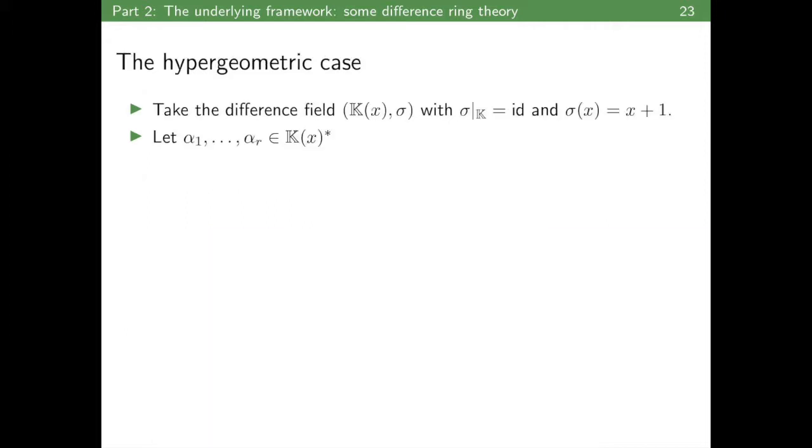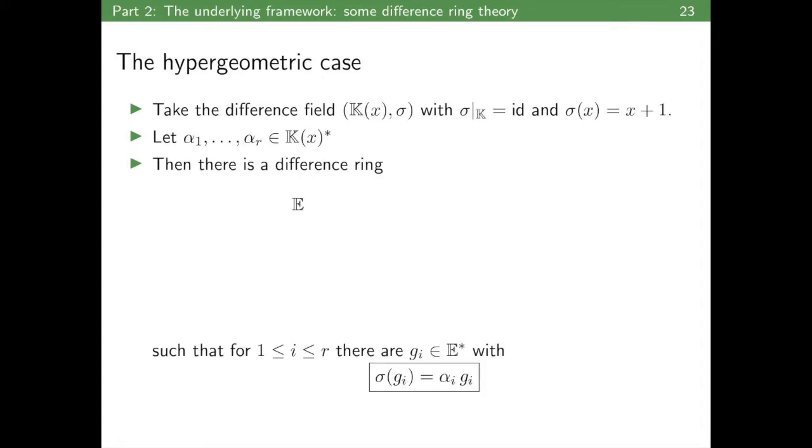So, here are several scenarios. Let's look, for instance, at the hypergeometric case. So this is again our simplest case. We consider our difference field that you have seen also in the examples. The shift of x is x plus 1, and k is a constant field. Take arbitrary multiplicands, and they are hypergeometric multiplicands. Then there is a difference ring E with exactly the property, namely I find g1, g2 up to gr such that this shift behavior holds. So I can model all my products in this ring.